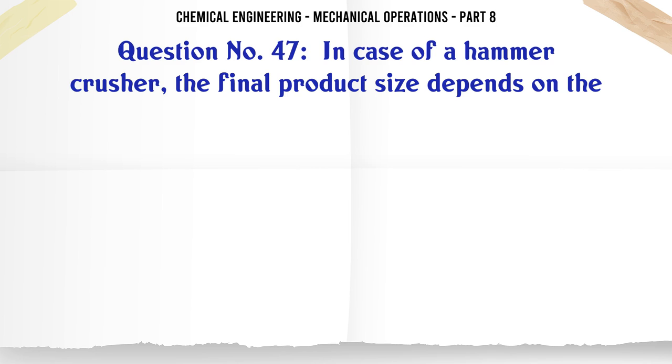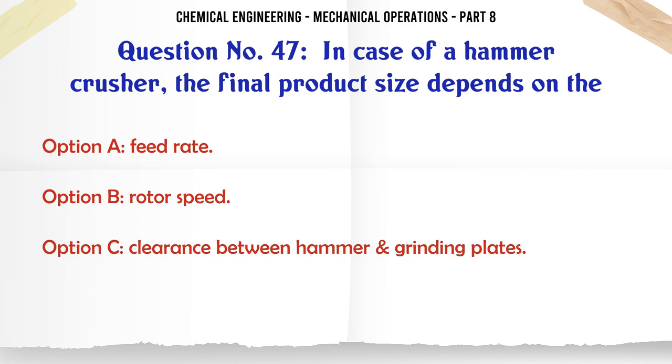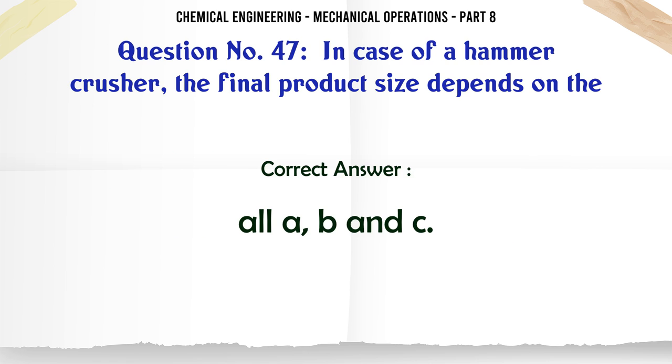In case of a hammer crusher, the final product size depends on the A. Feed rate. B. Rotor speed. C. Clearance between hammer and grinding plates. D. All A, B, and C. The correct answer is all A, B, and C.